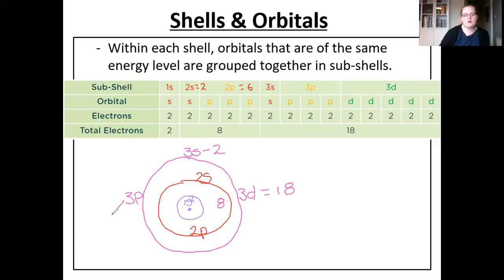p subshell can have up to 6, and that's the third. And then our d subshell can hold up to 10. So you can start to see how they build on each other each time. So that's sort of the basics of how we split up into subshells, orbitals, shells. So subshells are just an easier way of categorizing a group of orbitals, so we stick them all together in a subshell.